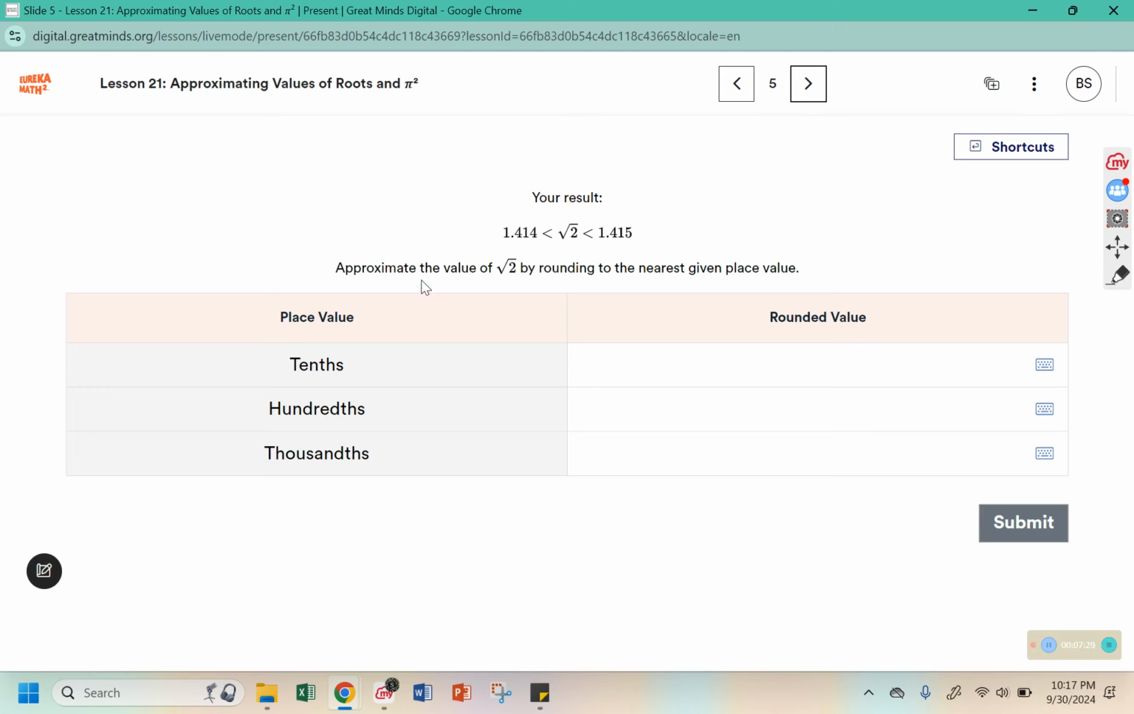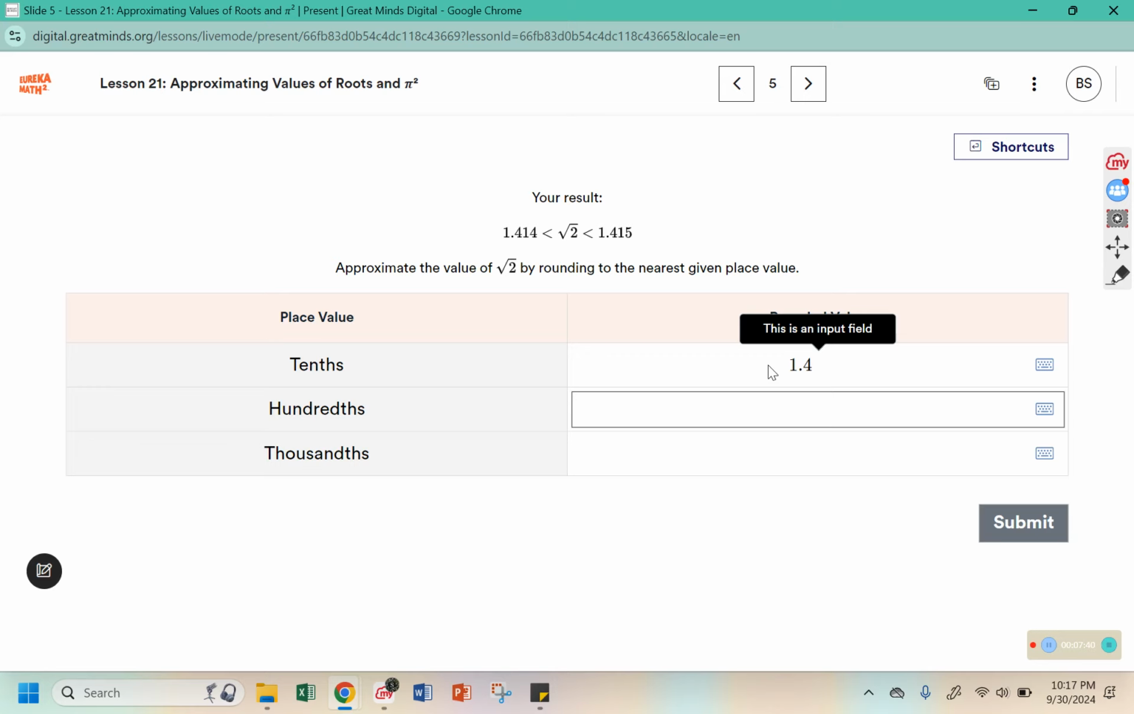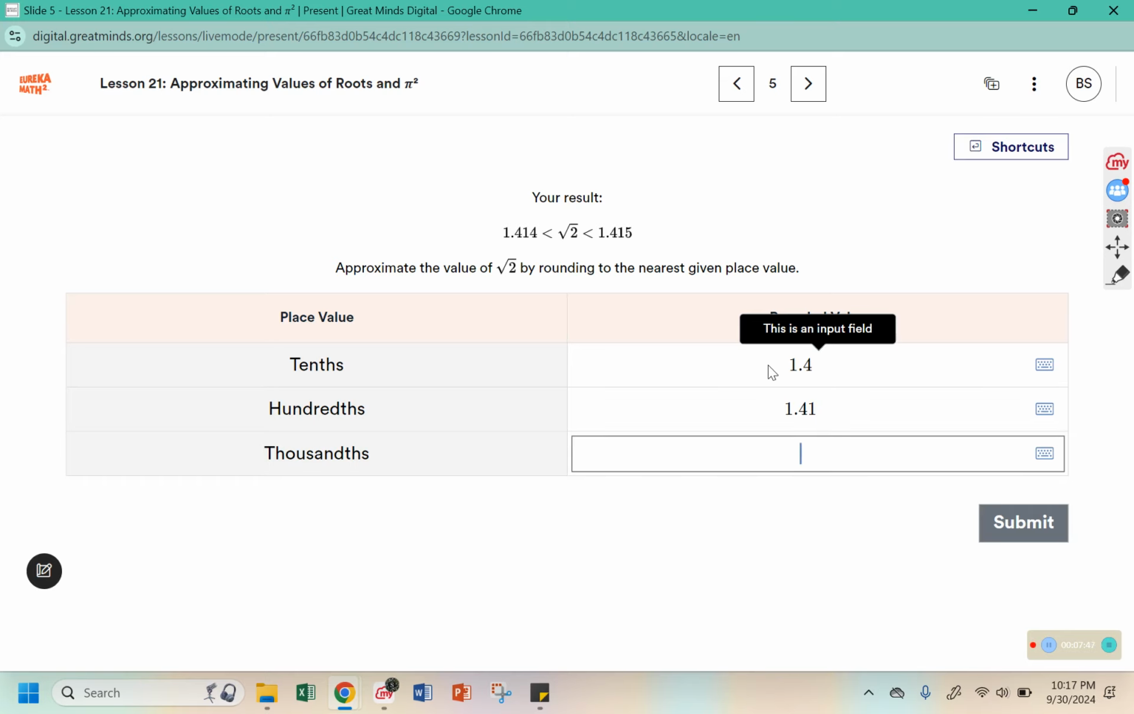Here it says, approximate the value of the square root of 2 by rounding to the nearest place given. So for the nearest tenths, this would be closest to 1.4. For the hundredths, 1.41. And for the thousandths, 1.414.